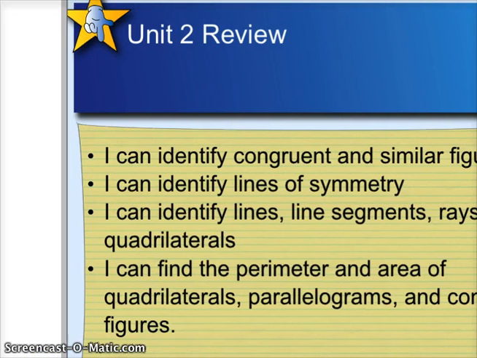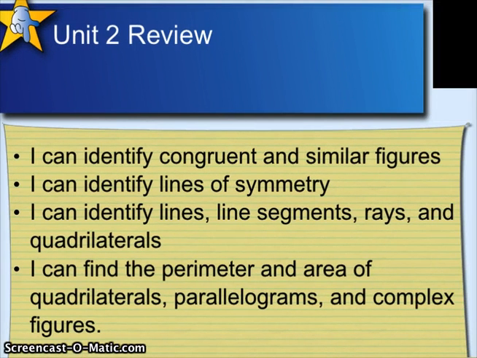Alright, today is our Unit 2 review. You have four learning targets. I can identify congruent and similar figures. I can identify lines of symmetry. I can identify lines, line segments, rays, and quadrilaterals. I can find the perimeter and area of quadrilaterals, parallelograms, and complex figures.